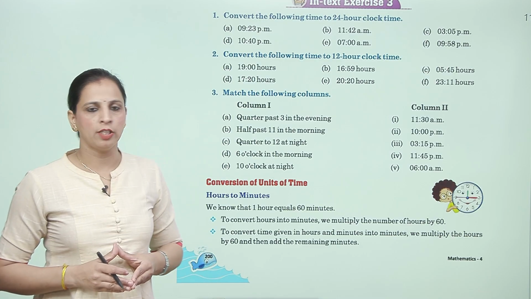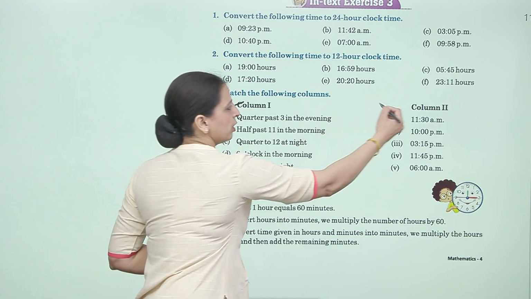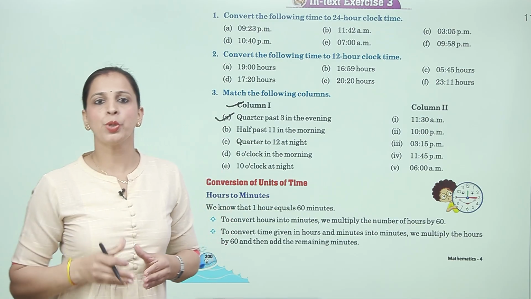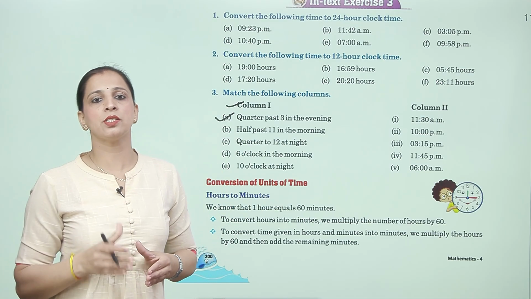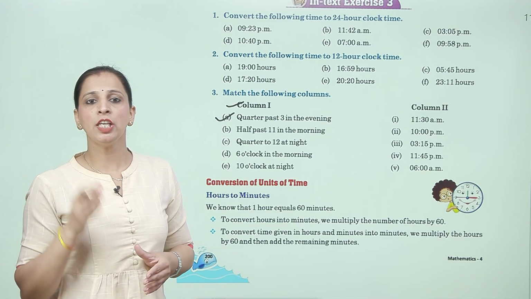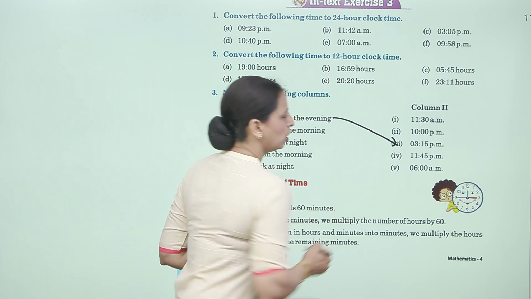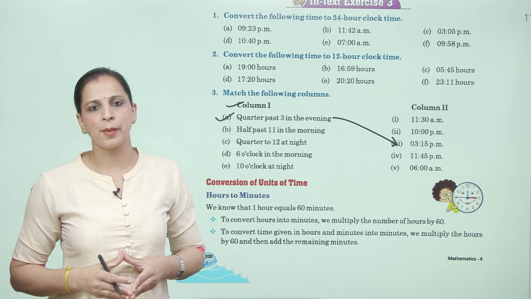Match the following columns. Column 1 and column 2. Now A part. 3:15 in the evening. 3:15. That means 3:15 PM. So children, we use the same method, and you will try the remaining parts yourselves.